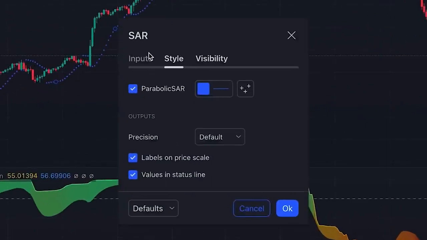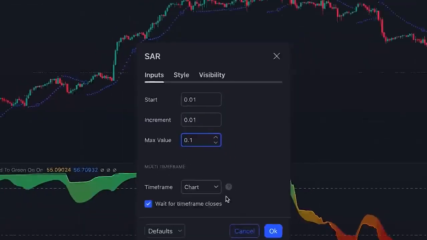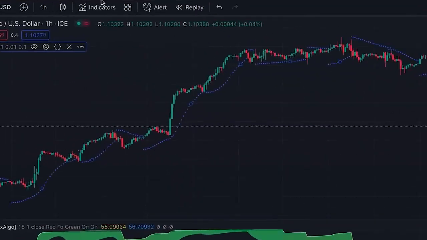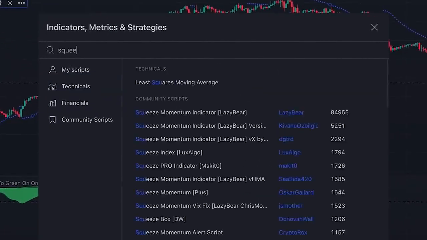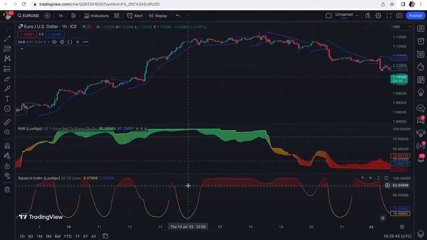Here in the inputs tab, for the start we set it at 0.01, and for the increment also we set it at 0.01, and for the max value we set it at 0.1. Alright, and the next indicator that we want to add is squeeze index, this one, which is a free indicator from LuxAlgo, and we're going to use this indicator with its default settings.